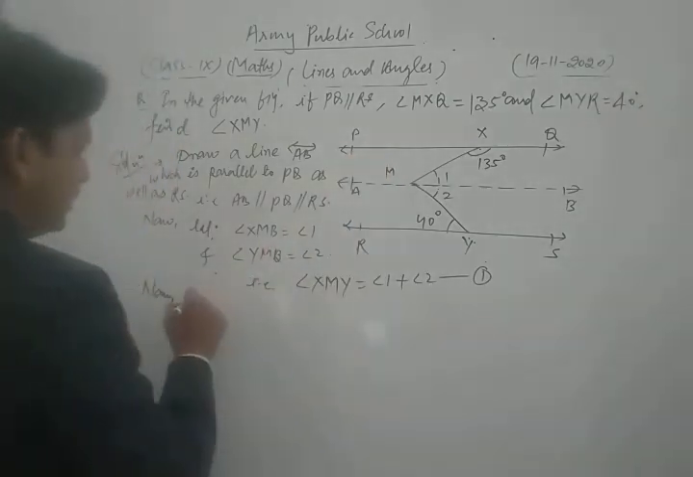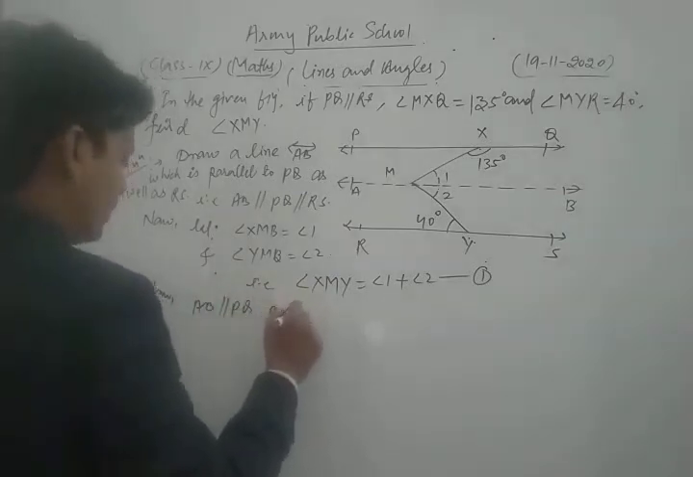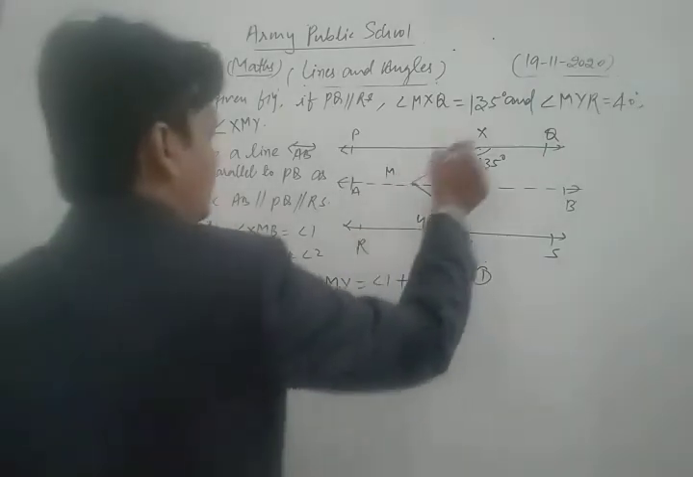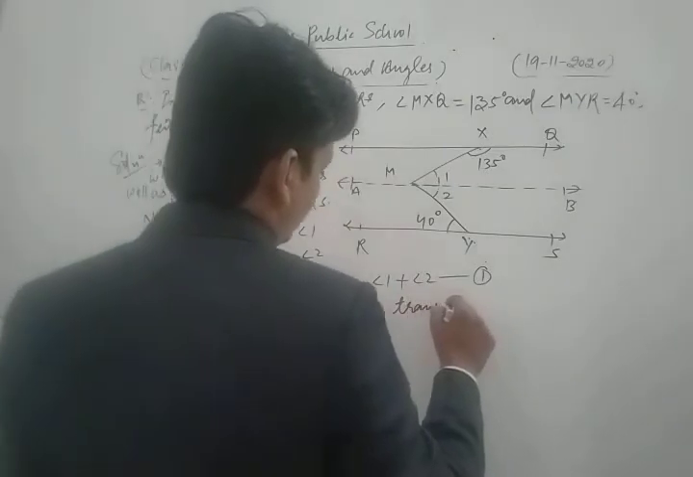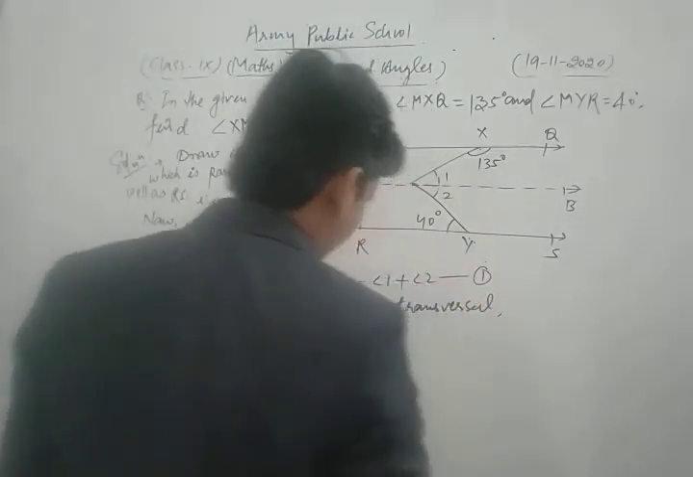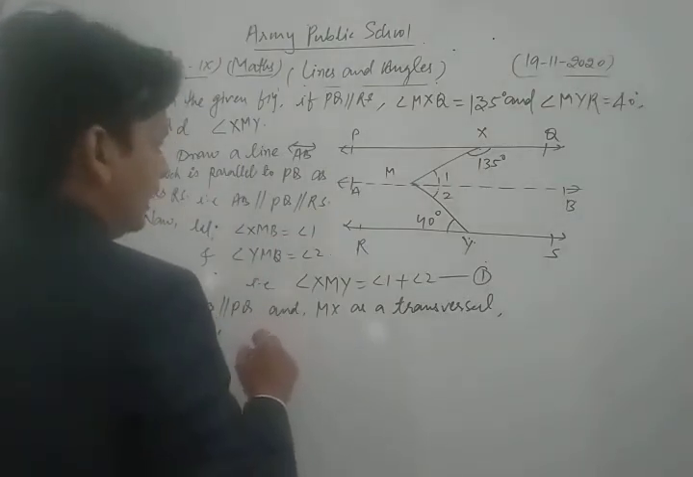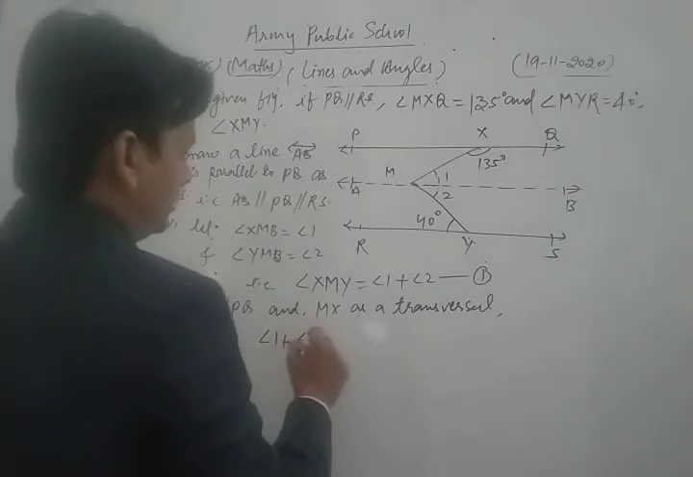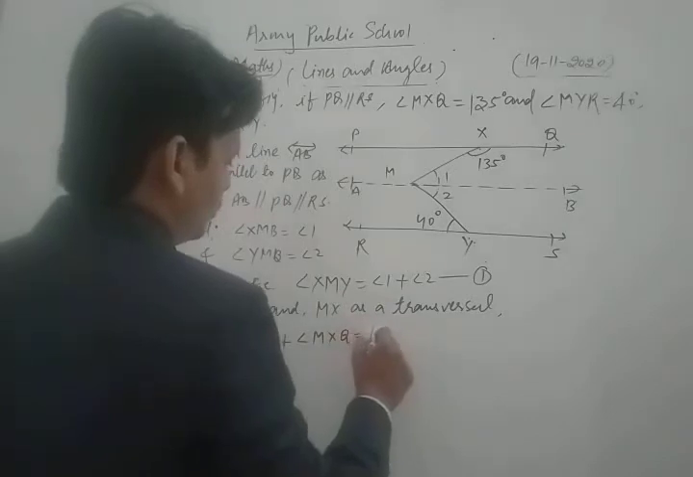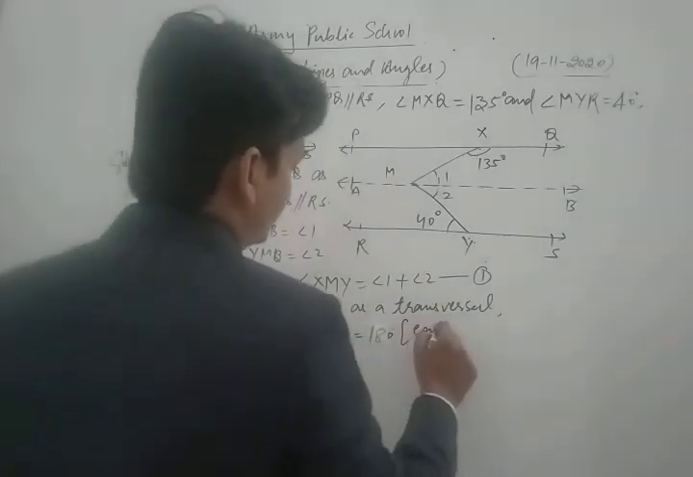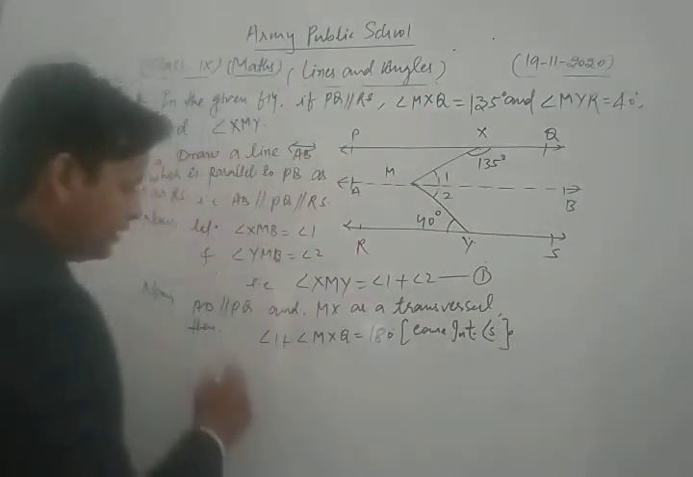Now first of all, we take AB parallel to PQ and MX as a transversal. Then angle 1 plus angle MXQ is equal to 180 degrees, because these are the consecutive interior angles.